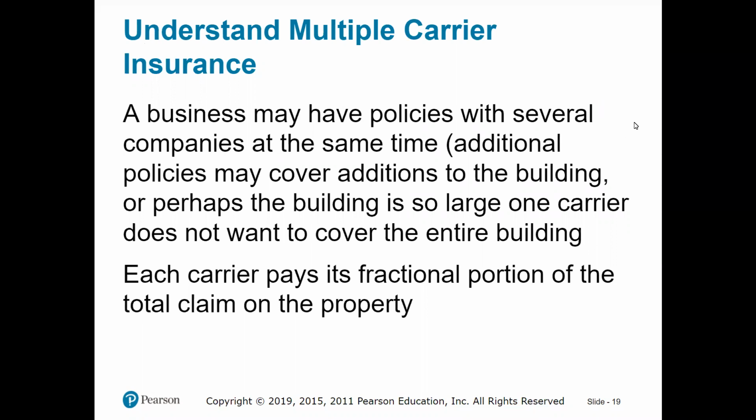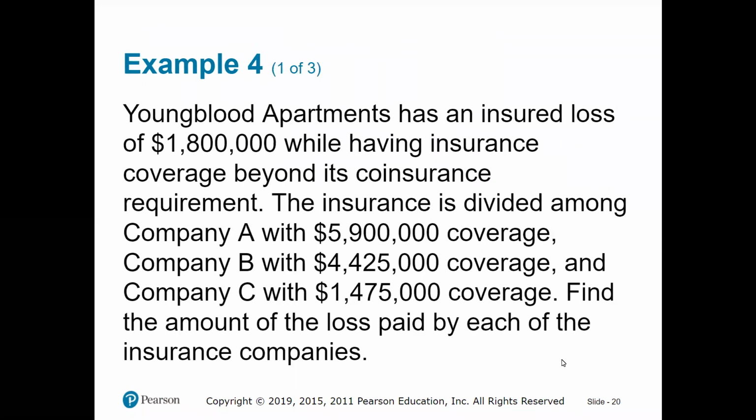A business may have policies with several companies at the same time. Additional policies may cover additions to the building, or perhaps the building is so large one carrier does not want to cover the entire building. Each carrier pays its fractional portion of the total claim to the property. So let's see an example about that.